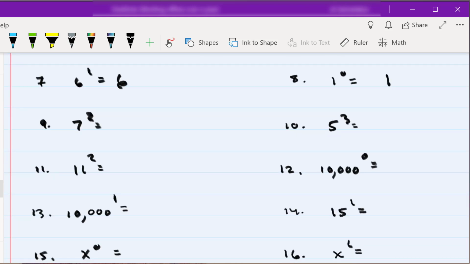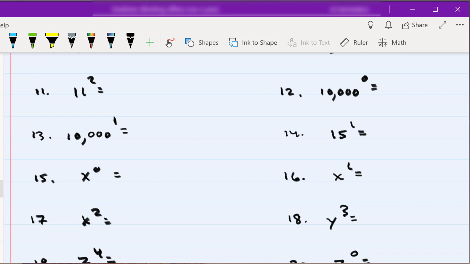7 squared can be written as 7 times 7, which is 49. 5 cubed, or 5 to the power of 3, can be written as 5 times 5 times 5, which is 125. 11 squared is just 11 times 11, which is 121.